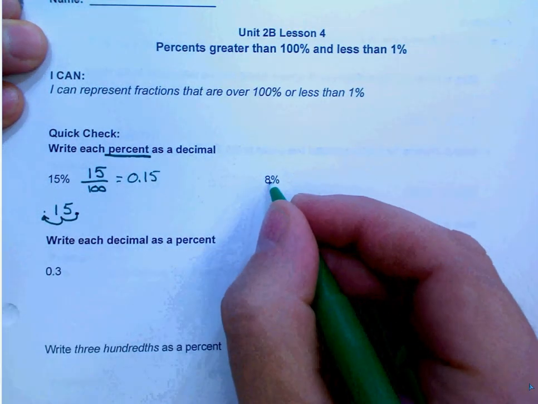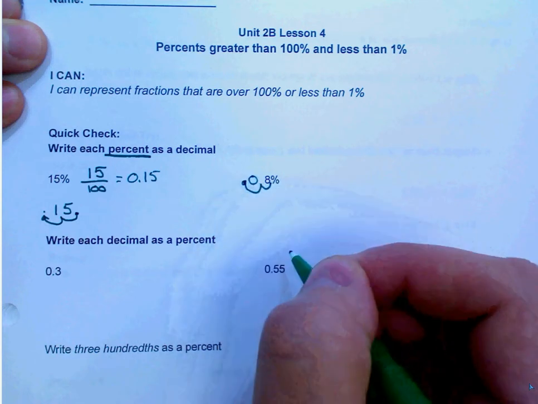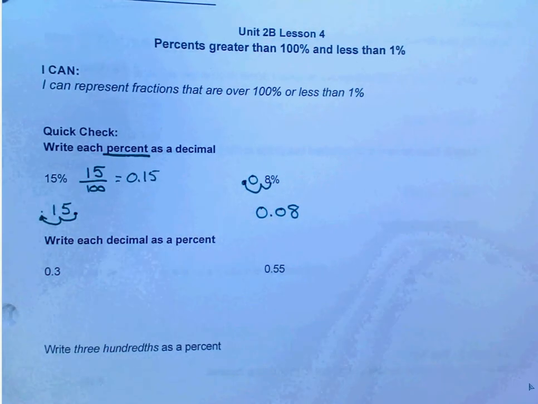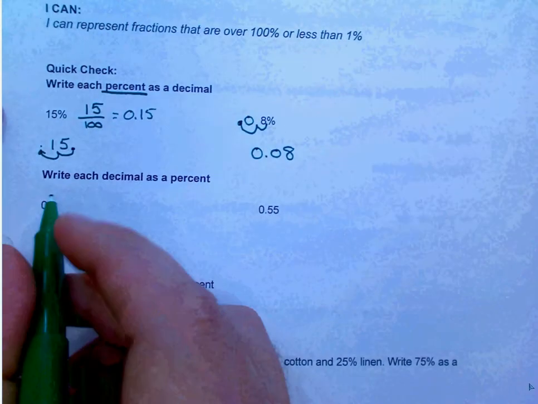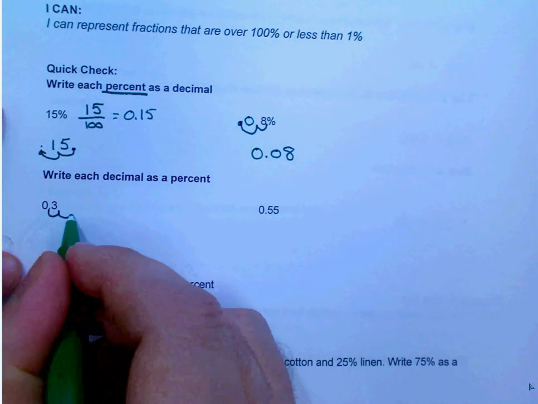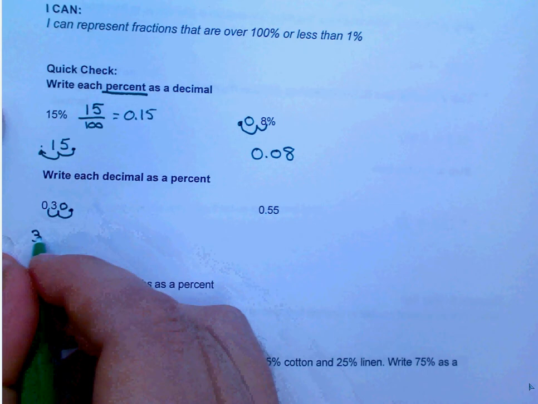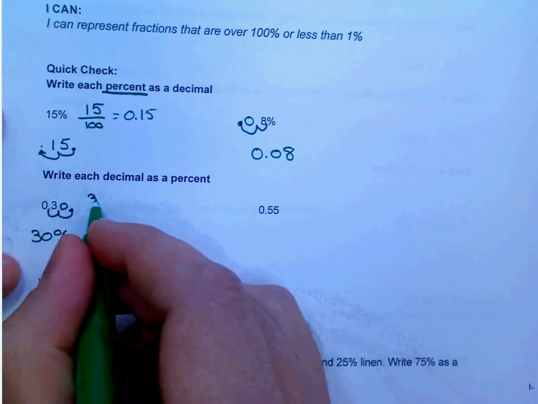So 8%. Move it 2 places. Fill in my gap with a 0. I have 0.08. So 8 hundredths. Right, each decimal is a percent. We're moving it over 2 spots, adding my 0, I have 30%. Or to use my other method, that's 3/10.